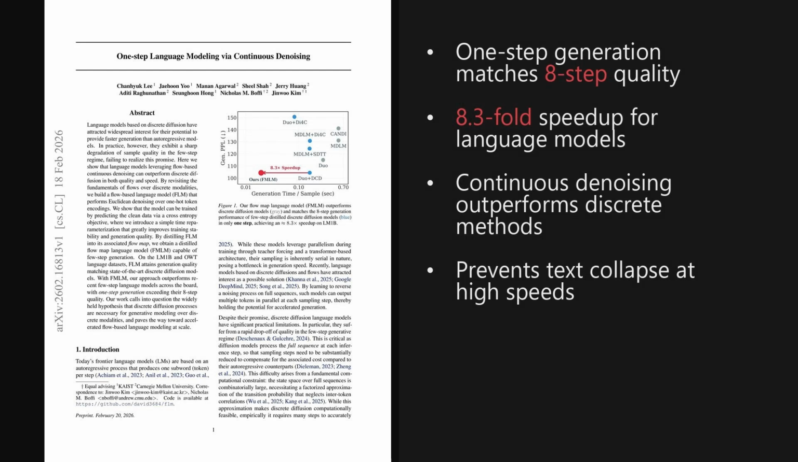Wrapping up, two takeaways stand out. Continuous flow matching proves superior to discrete diffusion for language, effectively solving the quality issues seen in few-step generation. By treating text as continuous vectors, the flow map language model matches 8-step baselines in a single jump, delivering an 8-fold speedup. This paves the way for efficient, parallel language modeling at scale.